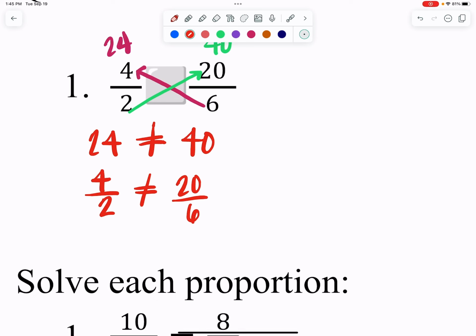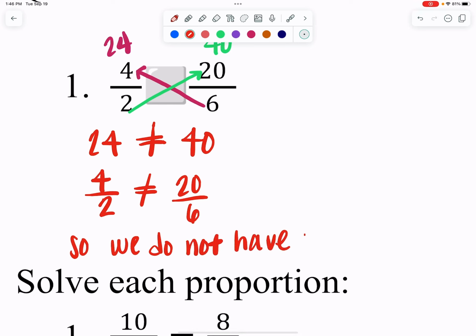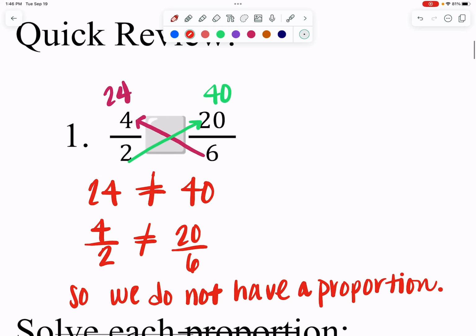Great, Ms. Graham, now what? Well, that means we do not have a proportion. That's the important part. When we cross multiplied, we did not get the same product for both directions. That means we do not have a proportion.